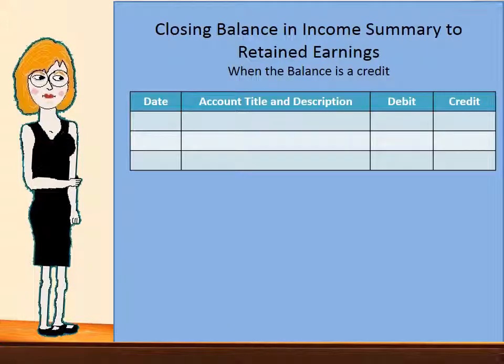Alright, closing balance in income summary to the retained earnings. When the balance is a credit in income summary, start with the date, and then income summary would be debited and retained earnings would be credited. Closing net income.